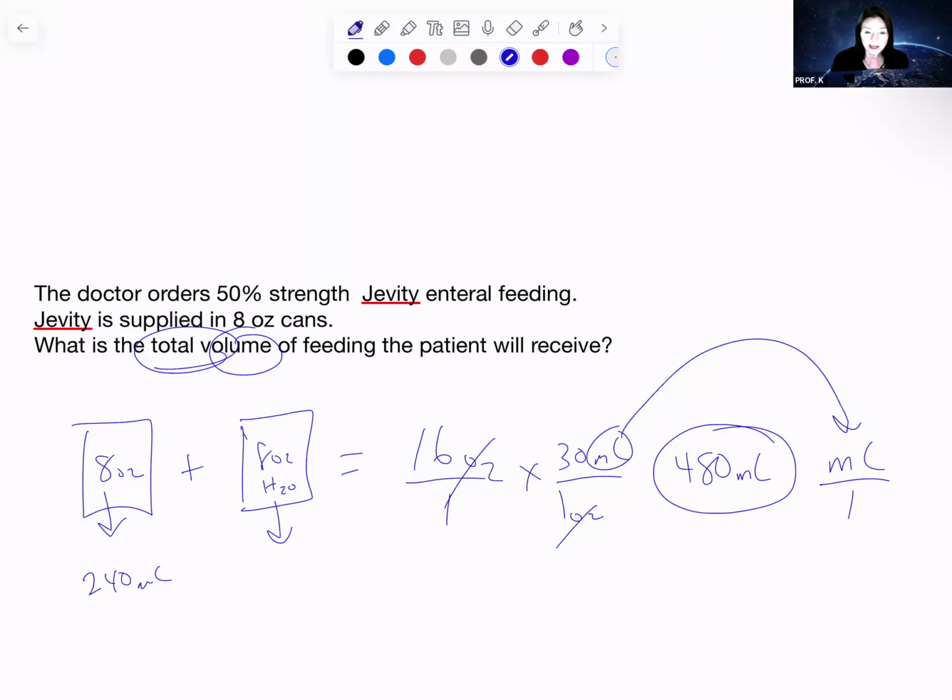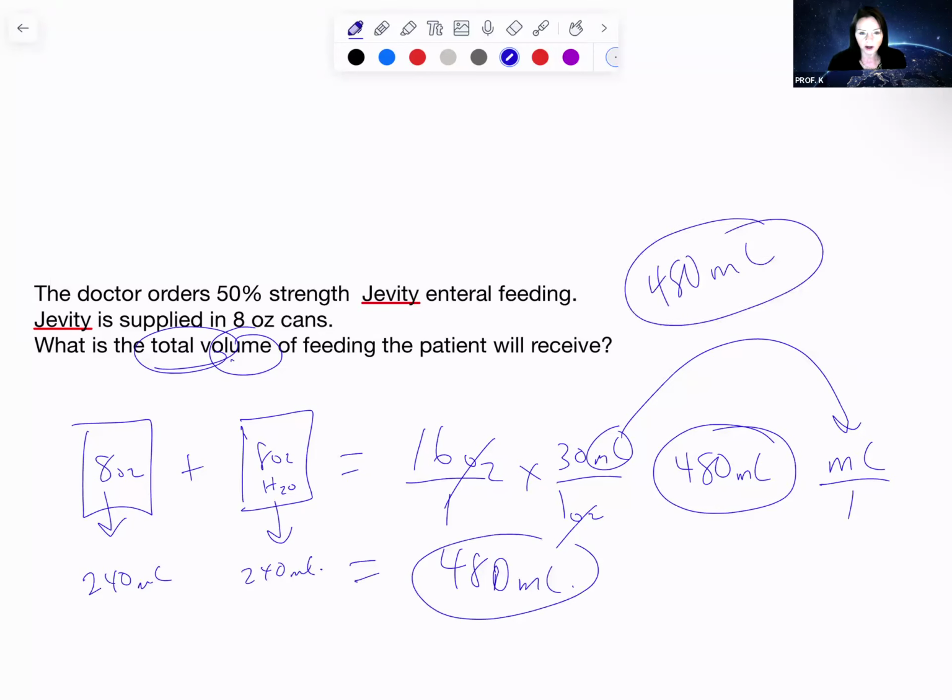Just show me your work. I don't care if you draw a picture of a can. You have to show me the work on your exams, and show me how you got there. This way I can say, all right, I know what's going on here. So the answer for the total volume the patient will receive is 480 milliliters. It's important to know how to do total volume, because if your patient has something happen like vomiting, the doctor's going to want to know how much he got in total, and how much he threw up in total. So the only types of feeding questions you're going to get are how much water or total volume.